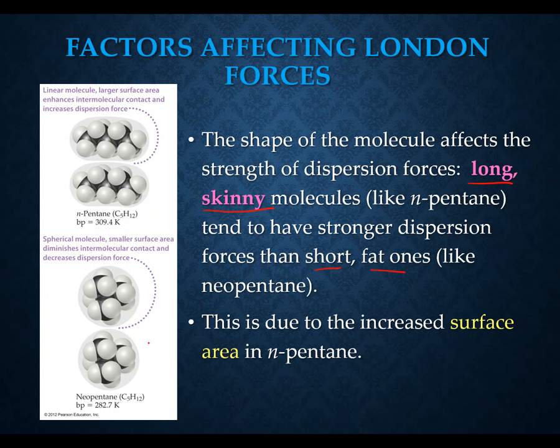So the arrangement here, although these are both C5H12: n-pentane is just 5 carbons in a row, whereas here, as you can see, they're more branched together and form more of a blob-like structure. But it makes a difference in the boiling point. This one's 282, whereas this one's 309. So being more linear in shape, long and skinny, definitely leads to a more polarizable cloud.